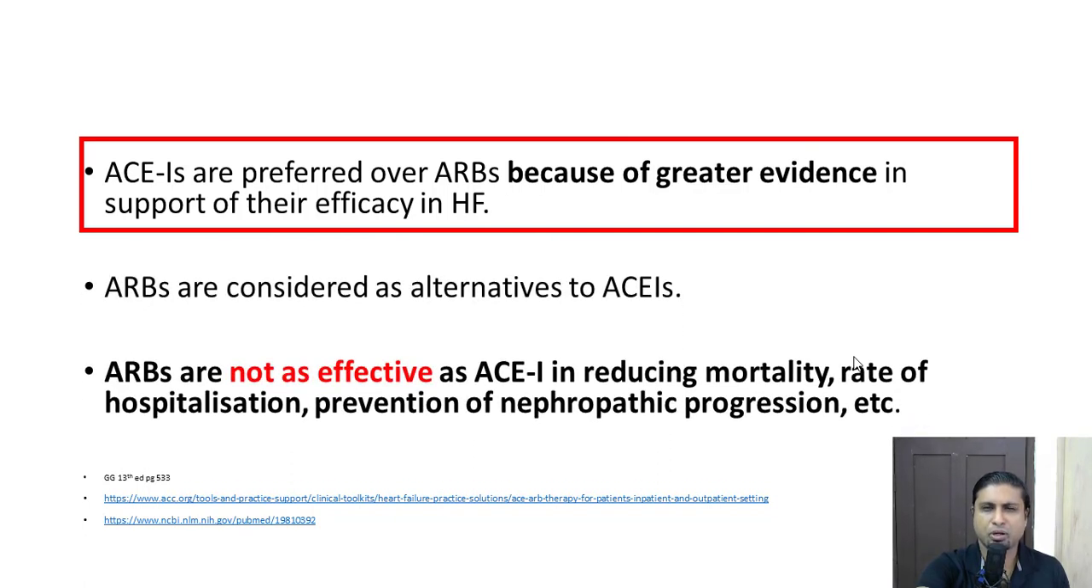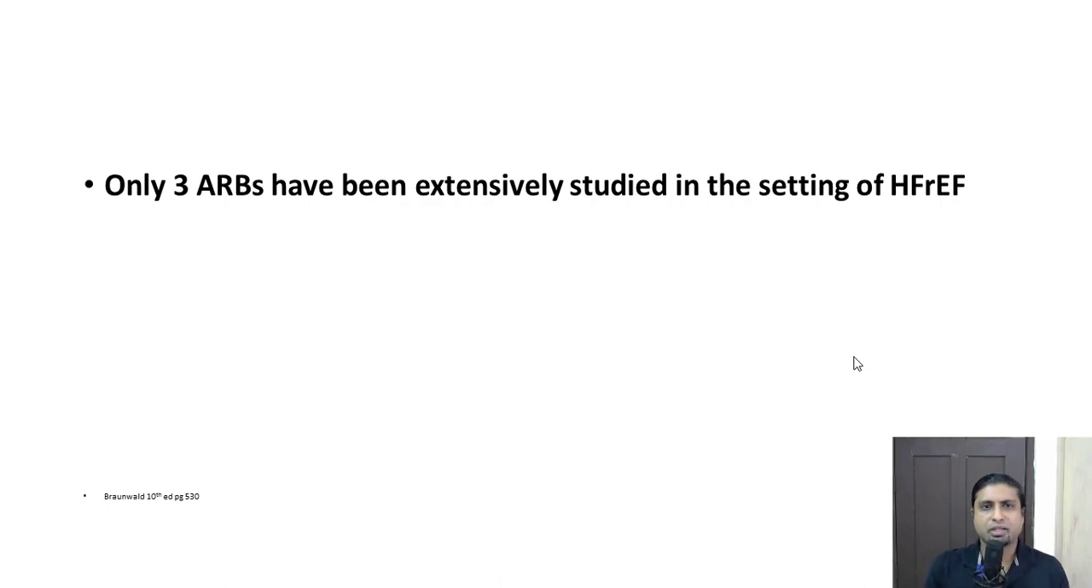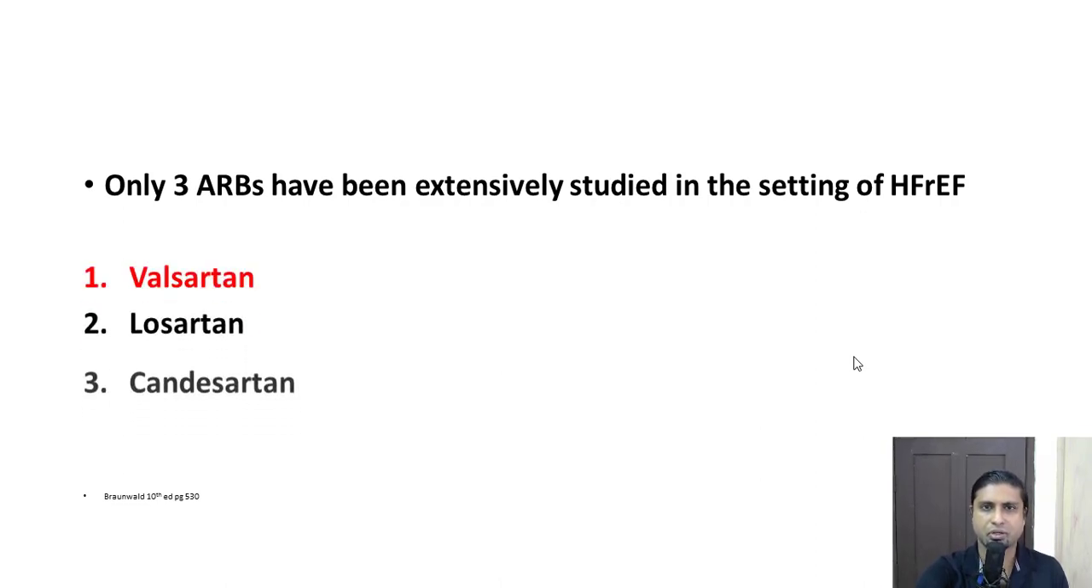ARBs have been found to be not as effective as ACE inhibitors in reducing mortality, rate of hospitalization, prevention of nephropathic progression, and so on. So it's always better practice to start off with an ACE inhibitor, and if the patient can't tolerate it, then we abandon it and use an ARB instead. Only 3 ARBs have been extensively studied in the setting of heart failure with reduced ejection fraction. They include valsartan, losartan and candesartan, of which valsartan is the one which is used most extensively in clinical practice.